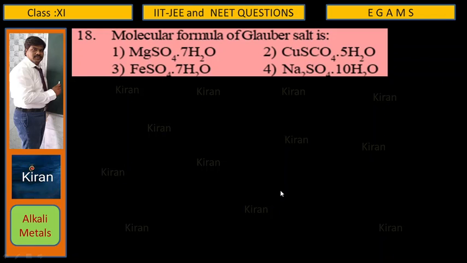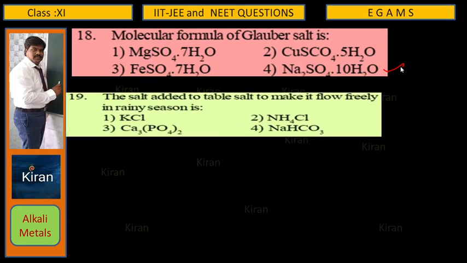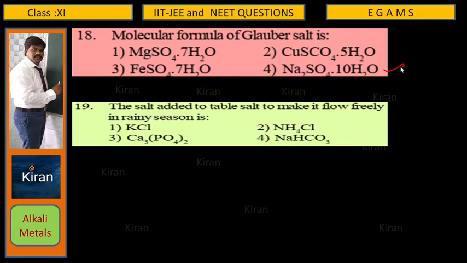What is the molecular formula of Glauber's salt? Sodium sulfate decahydrate, Na2SO4·10H2O, is known as Glauber's salt. The salt added to table salt to make it flow freely in the rainy season: which is the right answer? The third option is the right option, that is calcium phosphate.